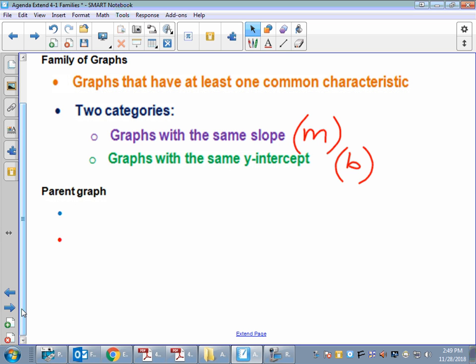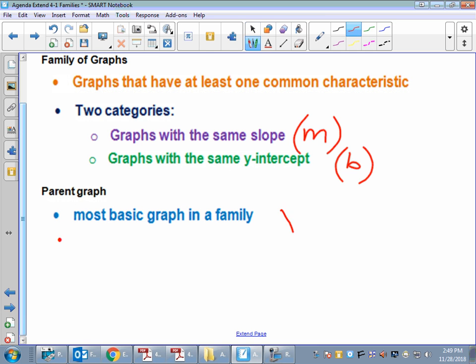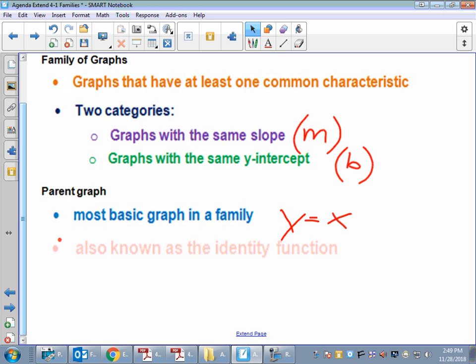Parent graph. What is the parent graph? The parent graph is the most basic graph in a family, and for us that is the graph y equals x. And this is also known as the identity function. We're going to take a look at that and do some different graphing and look at some different graphs and how they compare to the identity function, the most basic graph in a family, y equals x.